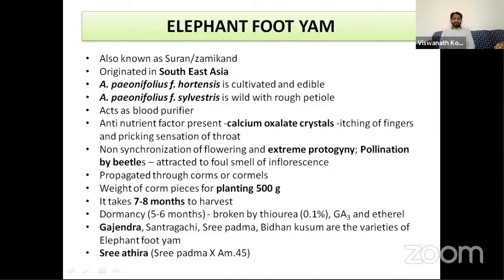Elephant foot yam tubers are said to be a blood purifier. Like taro, because taro and elephant foot yam belong to the same family, Araceae, they have the anti-nutrient factor calcium oxalate crystals. It causes itching of fingers and a pricking sensation in the throat. Elephant foot yam also has protogyny and is a cross-pollinated crop. Pollination is mediated by beetles.